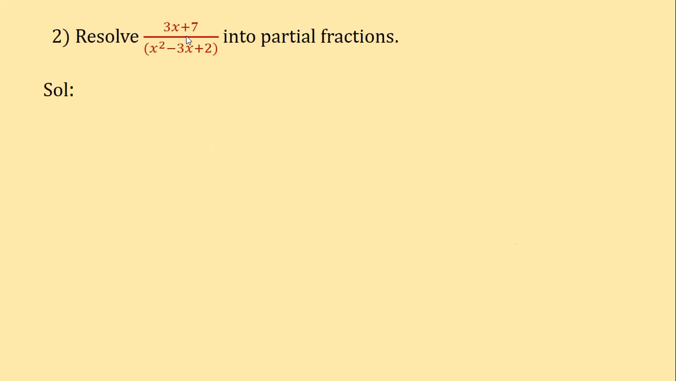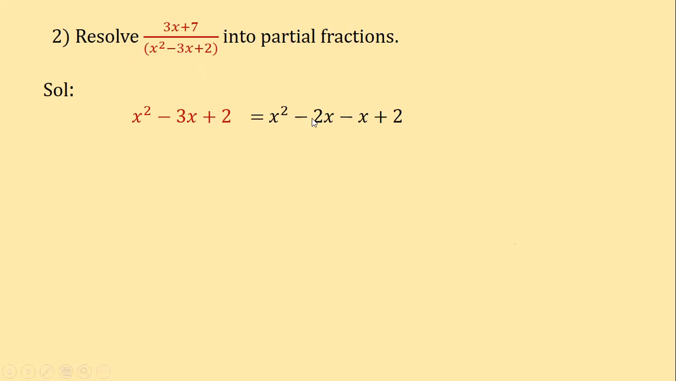So what is the next question? Resolve 3x plus 7 by x square minus 3x plus 2 into partial fractions. Okay, now what is the sum here? 3x plus 7 by x square minus 3x plus 2 into partial fractions. So let us see how to do this. Now here, what is given in the denominator? X square minus 3x plus 2. What is it? It is a quadratic polynomial. So let us see, can we split it into linear factors or not?